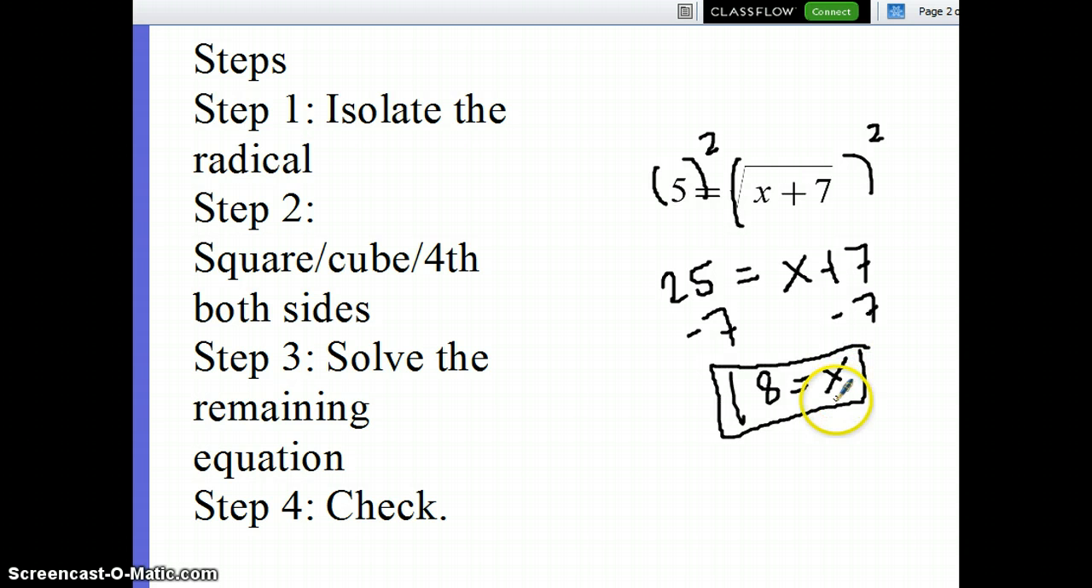Okay, so if you need a little more time, go ahead and hit pause now. I'm going to move on to the next example.